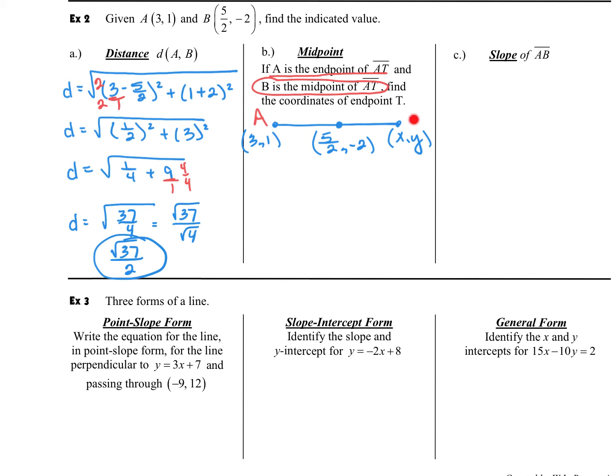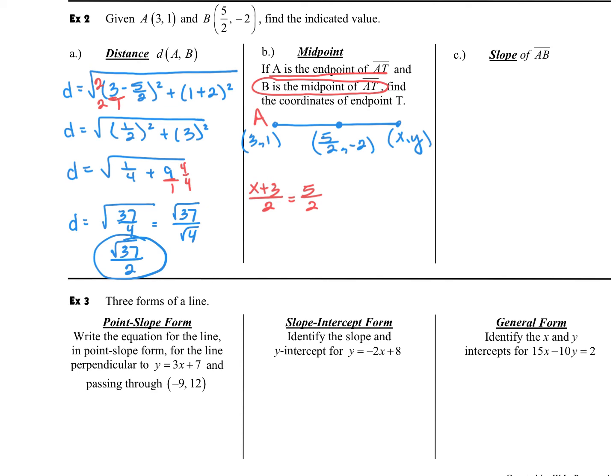Now, I don't know what the other end point is. That's the point of the problem. So we're going to find that, and we're going to use our midpoint formula backwards. So I'm going to start with the x values. We're going to do this twice. We know that we got this middle value here of 5 halves for x by finding the average of these two x's. So what I'm going to do is say x plus 3 over 2 equals 5 halves.